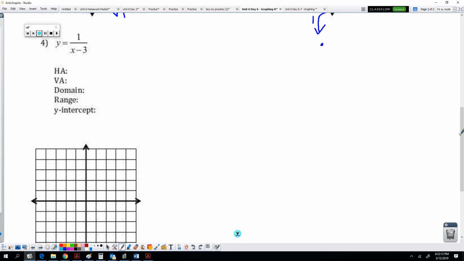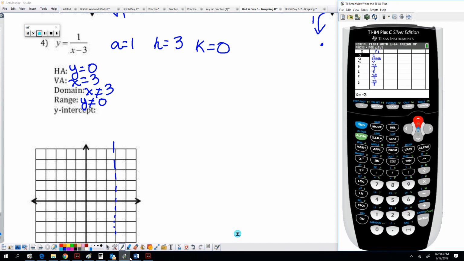Alright, take a look at number 4. So my A is 1, my H is 3, and my K is 0. So it's going to be Y equals 0, X equals 3. Now my domain is X cannot equal 3, and my range is Y cannot equal 0. So now what we're going to do is I'm going to draw my asymptotes. There we go. And now I can go to my calculator, go to your Y equals.